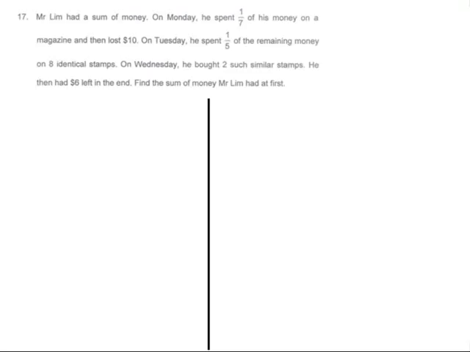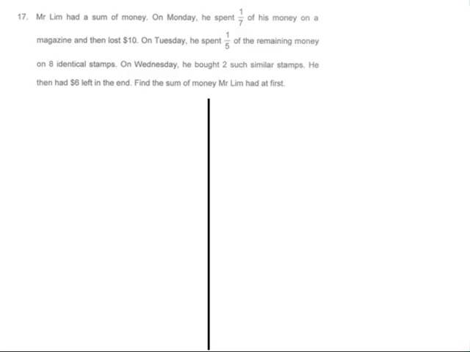Mr. Lim had a sum of money. On Monday, he spent 1/7 of his money on a magazine and then lost $10. On Tuesday, he spent 1/5 of the remaining money on 8 identical stamps. On Wednesday, he bought 2 such similar stamps. He then had $6 left in the end. Find the sum of money Mr.